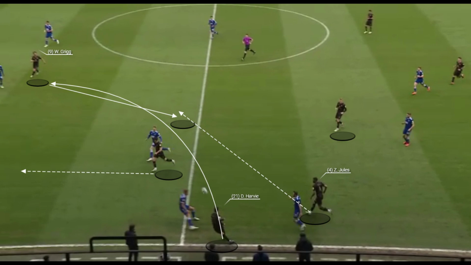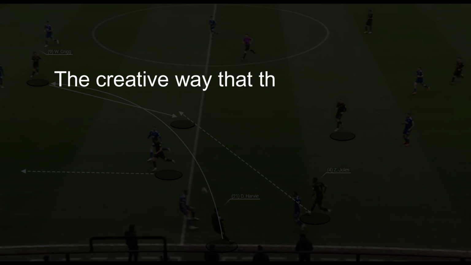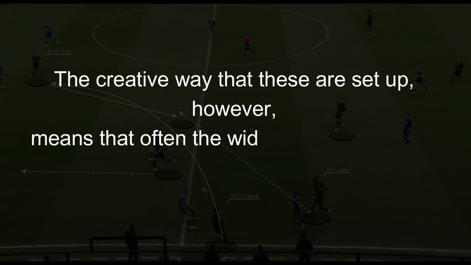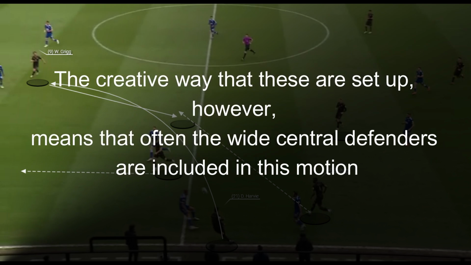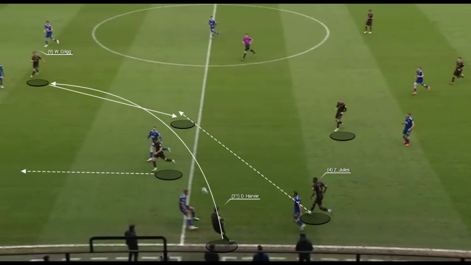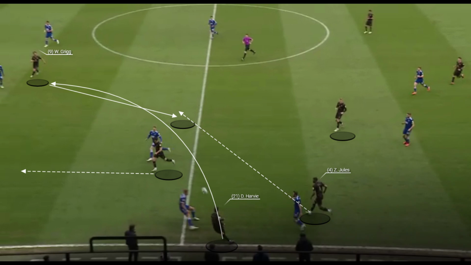As they progress the ball through the thirds and into the middle third of the pitch, there are a lot of up, back and through concepts to allow MK Dons to break through and access the final third. The creative way that these are set up, however, means that often the wide central defenders are included in this motion. As soon as MK Dons start to build up from the back in these positions, the two wing backs move quickly to a high line. This stretches the width of the opposition's defensive structure and means that there is always a wide option on either flank. The up, back and through concept is completed by the left-sided central defender Zach Jules moving up to receive the ball back from the striker in the opposition half.